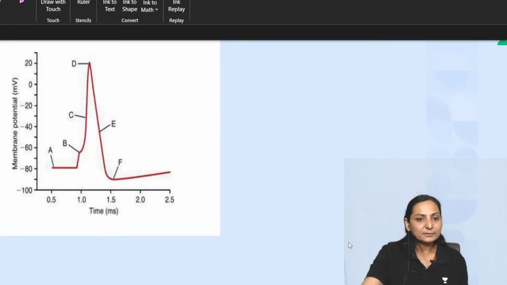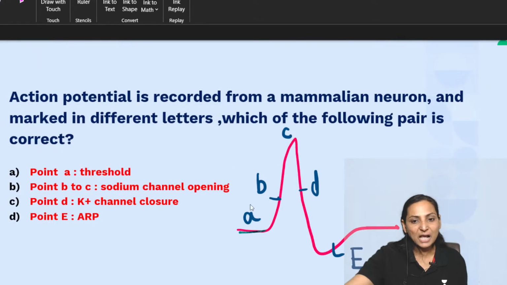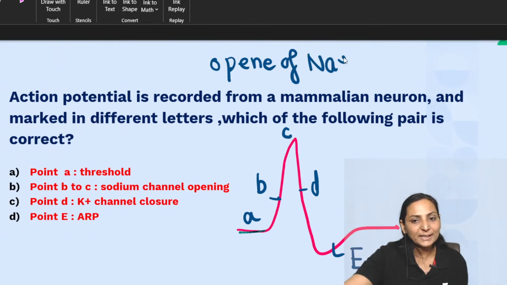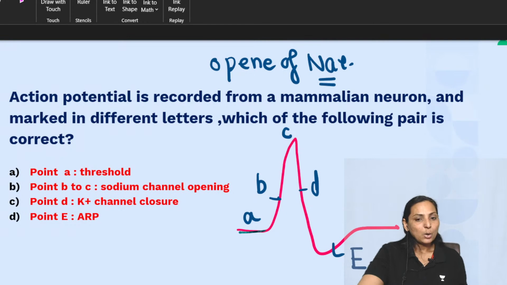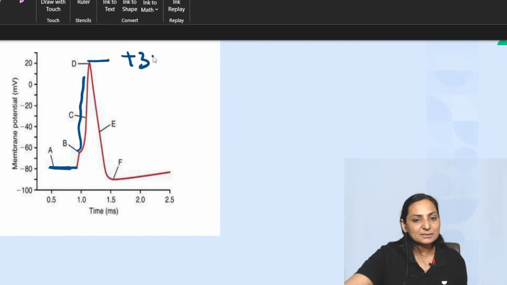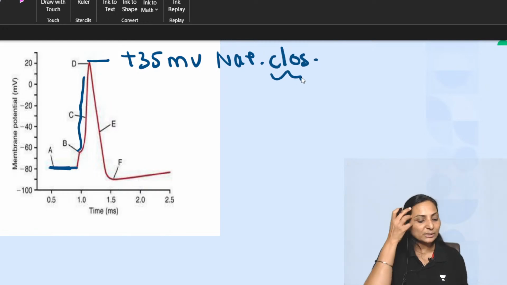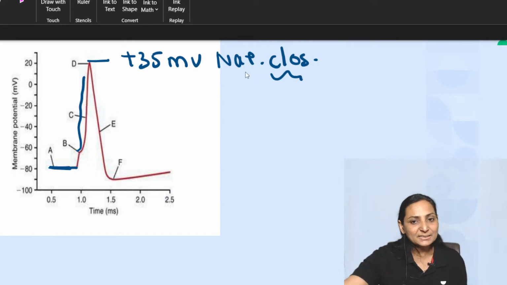If you look over here, this is your RMP, right? This is the point where the stimulus is given, and this upstroke is the point where there is opening of the voltage gated sodium channels. Once you come to plus 35 millivolts, there is closure of the sodium channels. Remember that the sodium channels are fast to open and very fast to close. At plus 35, they will close.